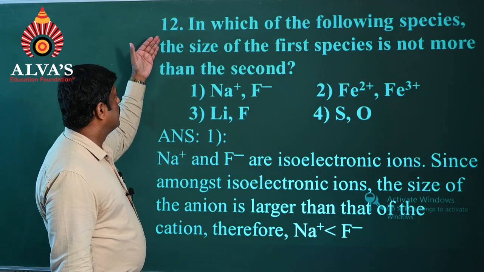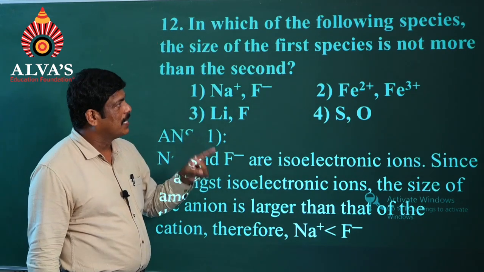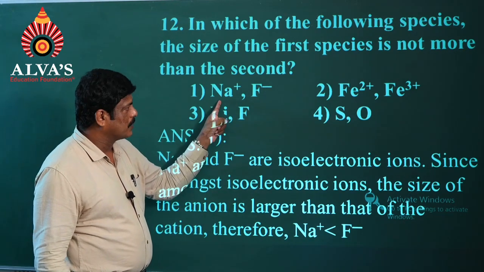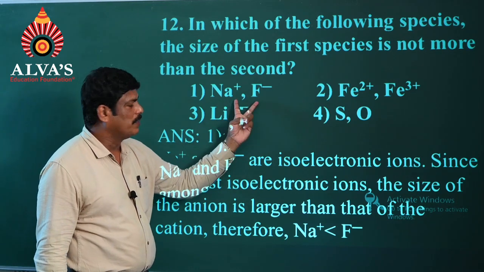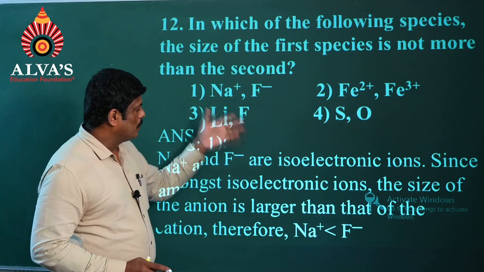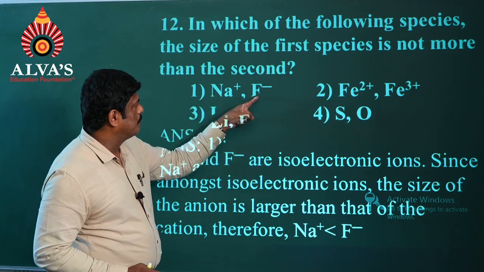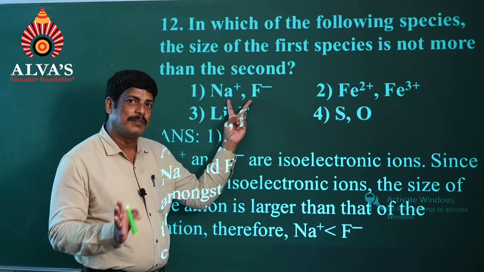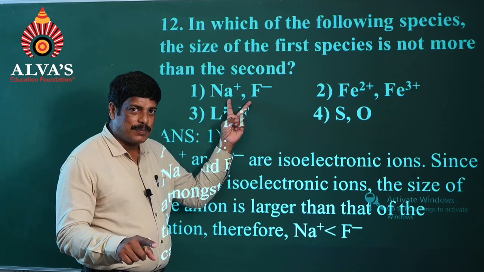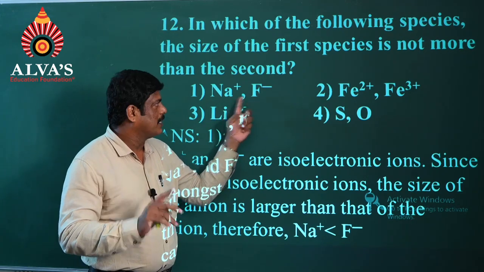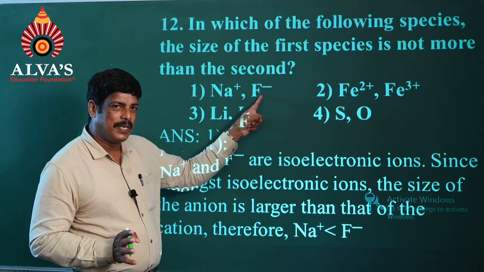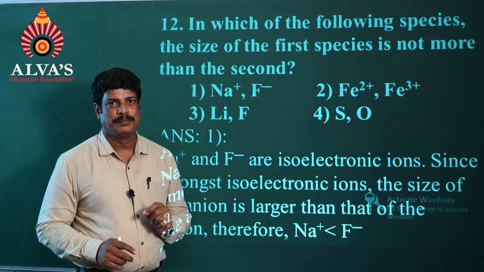In which of the following species is the size of the first species not more than the second? Means they have given 2 ions, okay, Na plus and F minus. Among these two, we have to identify that the first one must be smaller in size than the second one. See, when you look at the first option here, Na plus and F minus, these two are isoelectronic species. Means they have the same number of electrons, okay. In isoelectronic species, the cationic size is always smaller than the anionic size. Means Na plus is the smaller one, F minus is the bigger one, hence the option is the first one.